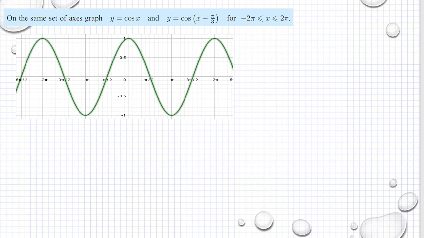And this is our C. What C does is that it transforms the whole function to the left or to the right. Because C now is positive, it should be to the right by pi divided by 3. So if we have pi over 4 here, and we have here pi divided by 3, it should be here, like that.